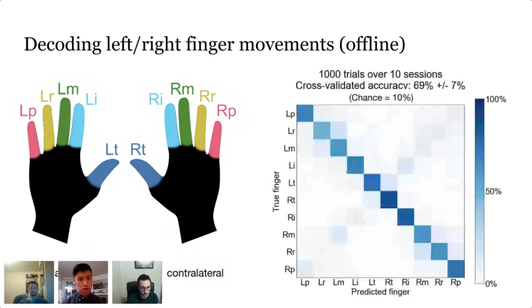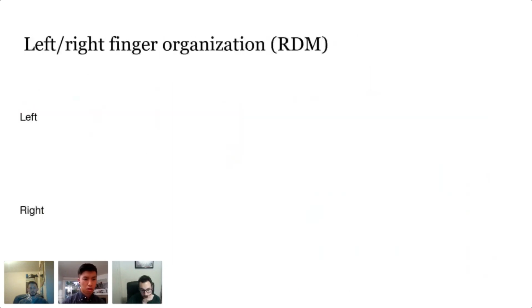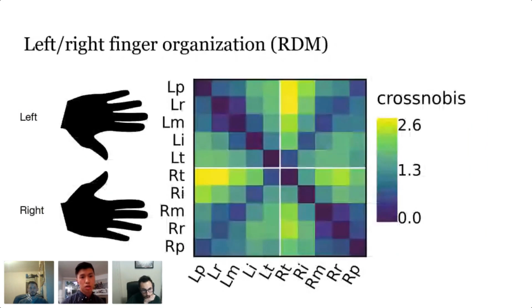And here's the confusion matrix for offline cross-validated decoding. And you can see that there's reasonable decoding of fingers of both sides. So the cross-validated accuracy is 69%. But this decrease is somewhat expected because we have more classes, and so the chance accuracy is also lower than 10%. If we look at the finger organization again, this might tell us something about the structure. And so here's the average dissimilarity matrix over those 10 sessions.